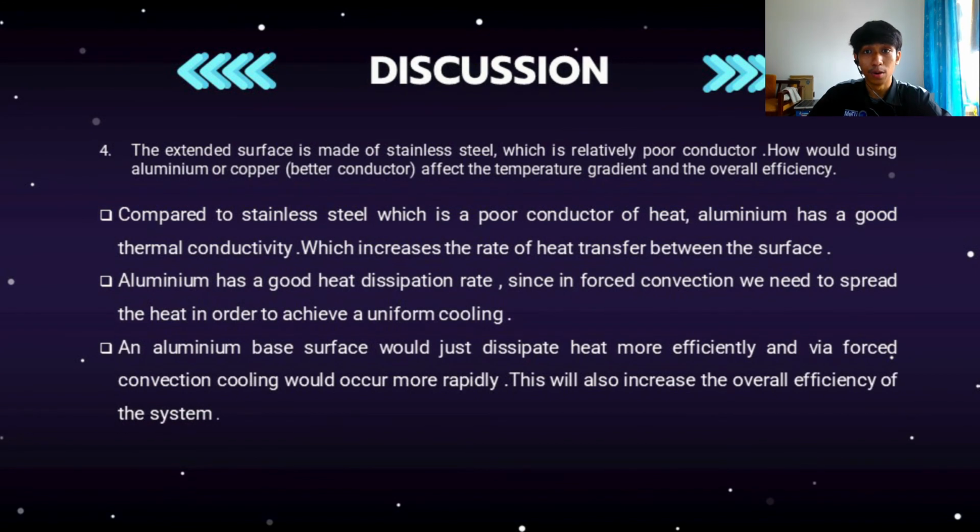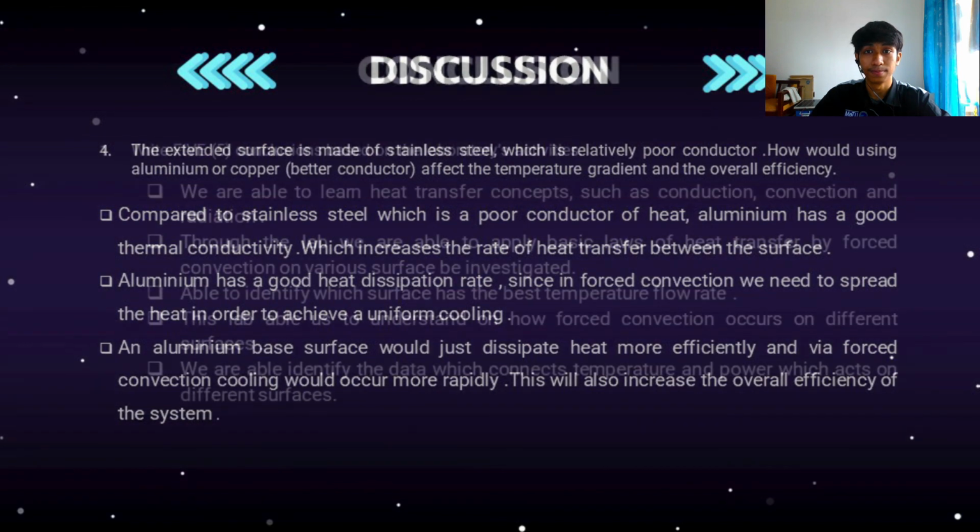How would using aluminium or copper affect the temperature gradient and the overall efficiency? Compared to stainless steel, which is a poor conductor of heat, aluminium has a good thermal conductivity, which increases the rate of heat transfer between the surfaces. Aluminium has a good dissipation rate, since in forced convection we need to spread the heat in order to achieve a uniform cooling. An aluminium-based surface would dissipate heat more efficiently, and via forced convection the cooling would occur more rapidly. This will also increase the overall efficiency of the system.